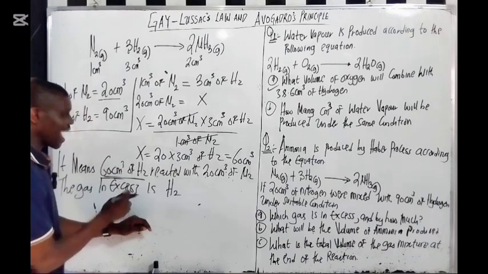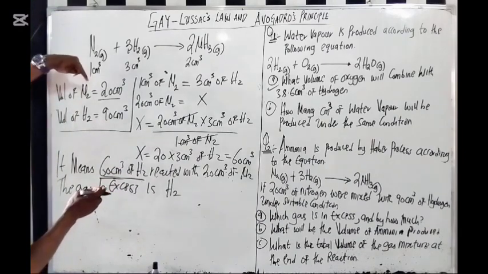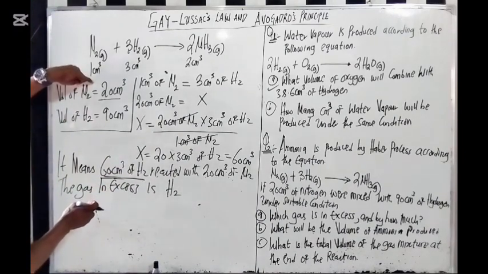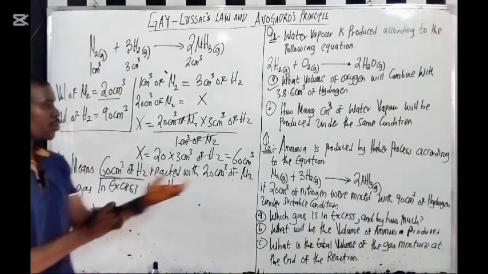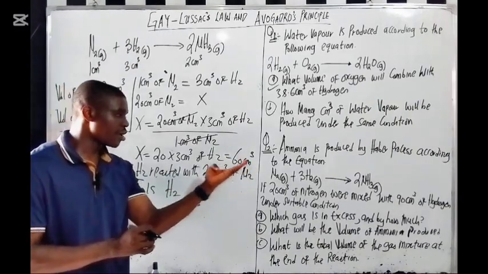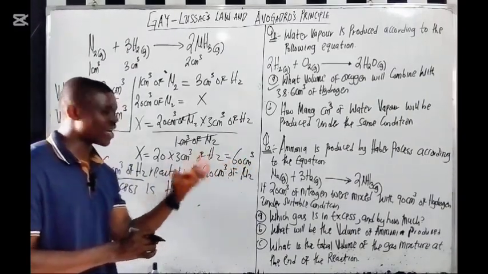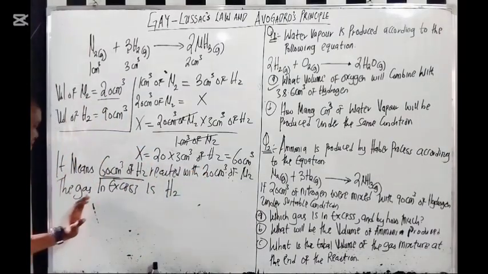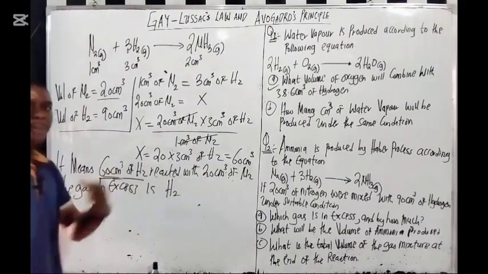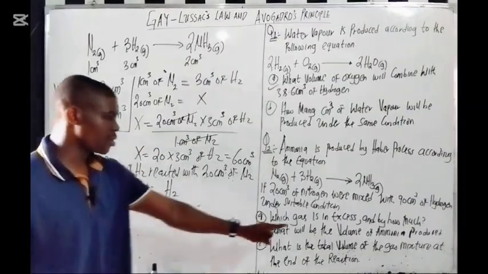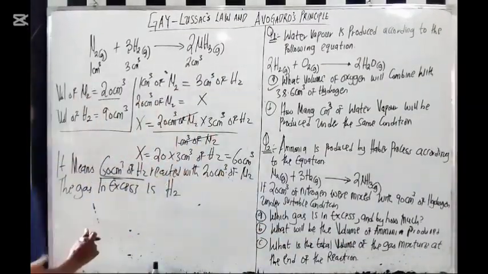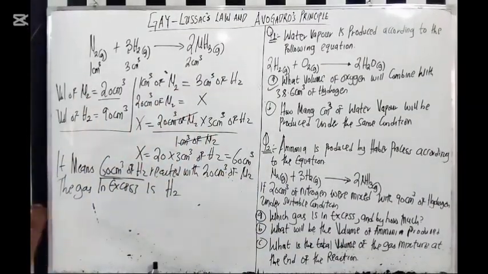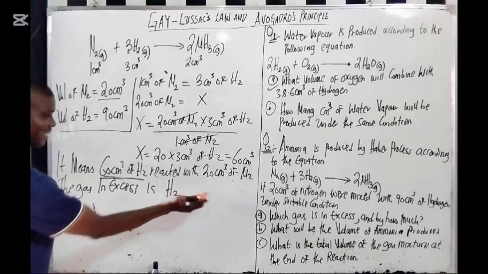Only 60 reacted. How do we get the 60? By using the volume of N2 to calculate the volume of our H2. That's how we got the volume of H2 that reacted. It means the gas in excess is H2. Then by how much gas is left? We say by how much is in excess?